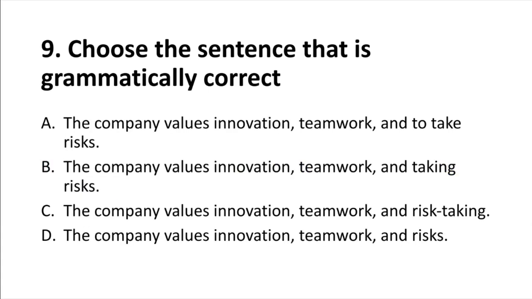MCQ number 9. Again, here we need to choose the sentence that is grammatically correct. Option A, the company values innovation, teamwork, and to take risks. Option B, the company values innovation, teamwork, and taking risks. Option C, the company values innovation, teamwork, and risk taking. Option D, the company values innovation, teamwork, and risks. So among these, the correct one is option B.